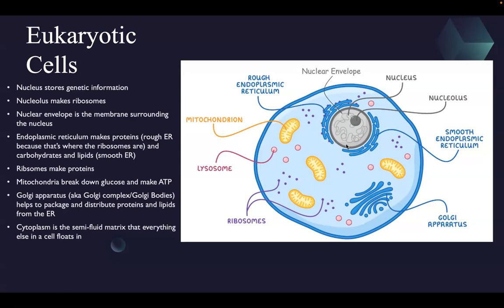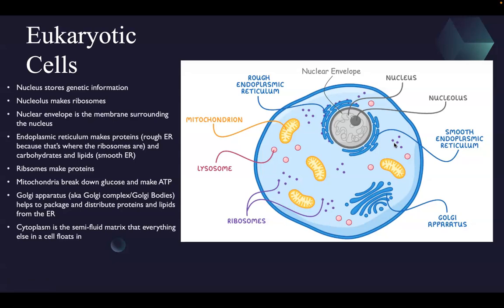The endoplasmic reticulum is responsible for making proteins in the rough ER. You know that it's the rough ER because you can see the presence of ribosomes on this part of the ER. So this is the rough endoplasmic reticulum where proteins are made. The smooth endoplasmic reticulum is also making things, but not proteins. The smooth endoplasmic reticulum is making carbohydrates and lipids. As we discussed, our ribosomes are making proteins.